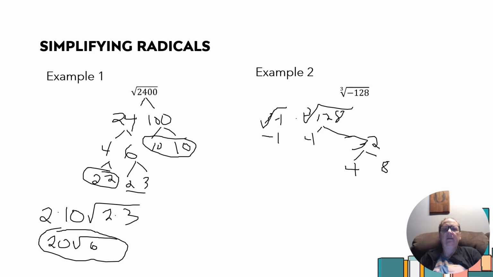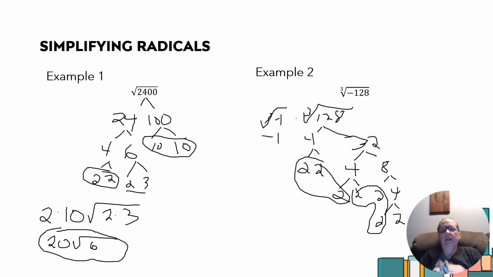Now I'm not done with any of those. 4 is 2 times 2. This other 4 is 2 times 2. 8 is 2 times 4. And last but not least, this 4 is 2 times 2. Since this is a cube root, I need 3 of something in order for 1 to come out. So I have 3 2's here, and I have 3 2's here. And then this guy is left inside.